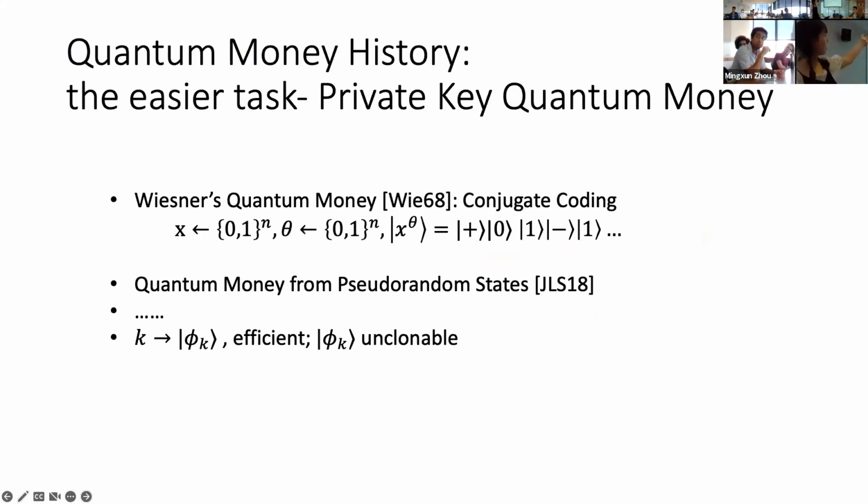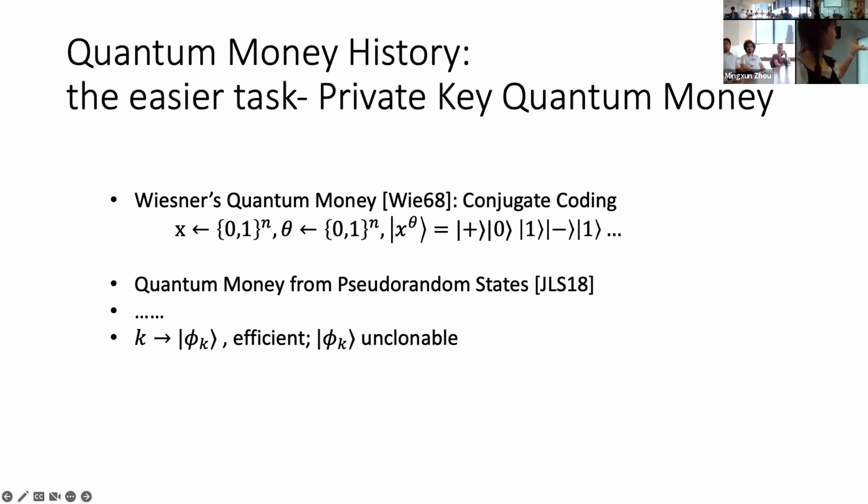I just put here a few constructions for private key quantum money. There are already provably secure constructions, and some of them are information theoretically secure. The first one is by the very first paper by Wiesner. It's called conjugate coding, where you simply sample a random basis and random string and encode that random string under this random basis. The secret key is the basis. Once you know the basis, you can verify the state. But if you don't know it, the state is completely random and you can't clone it, information theoretically.